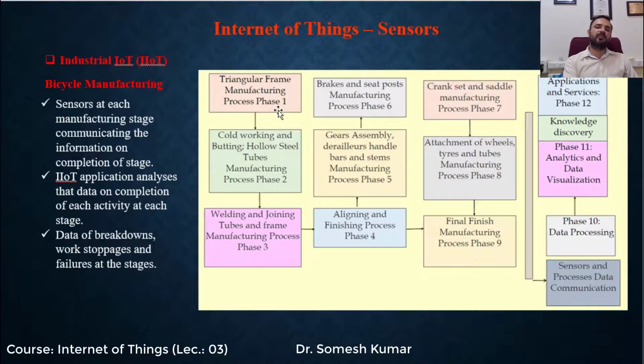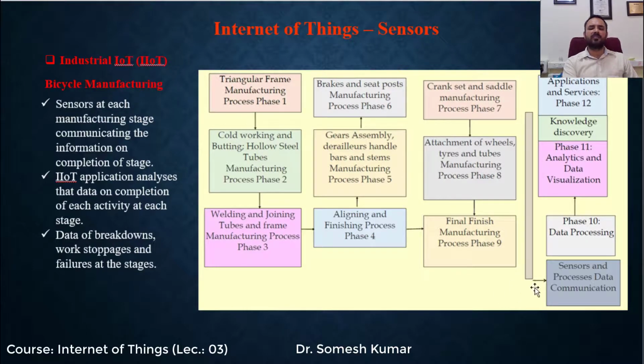So suppose some sensor is placed here. This sensor senses the completion of phase 1. Here some sensors are placed. This sensor senses the completion of phase 2. So the next phase is welding and joining tubes and frame manufacturing process. Then the aligning and the finishing process, phase 4, gear assembling, handle bars, stem manufacturing process, phase 5, brakes and seat post manufacturing, phase 6. So there are a lot of mechanical phases.